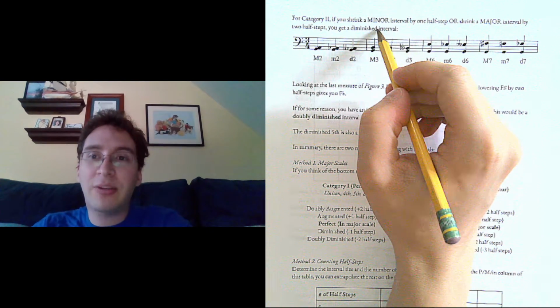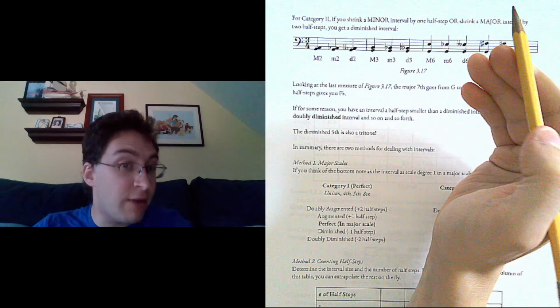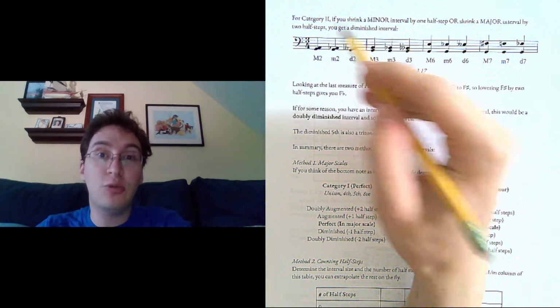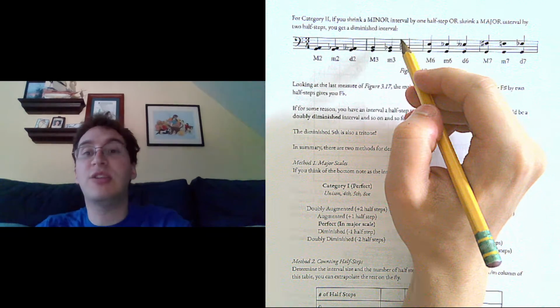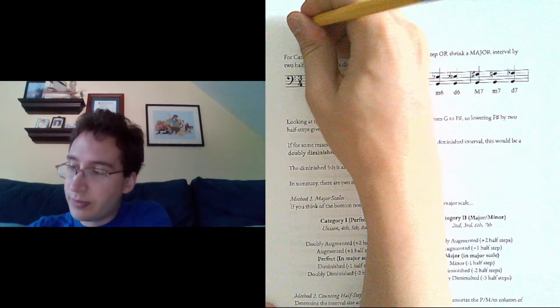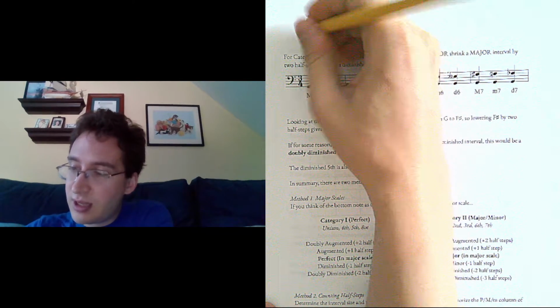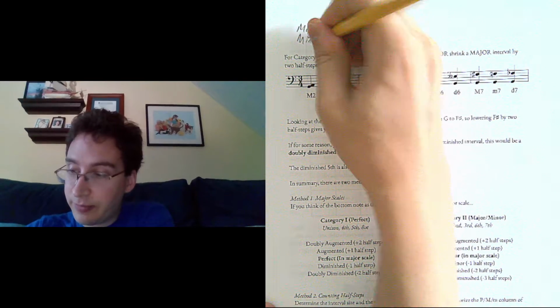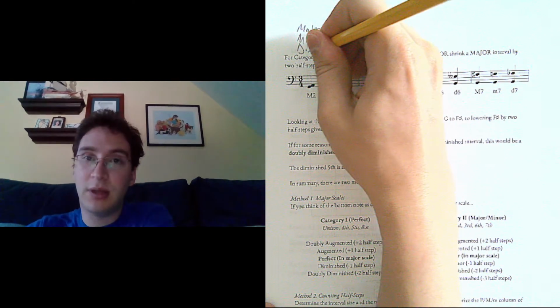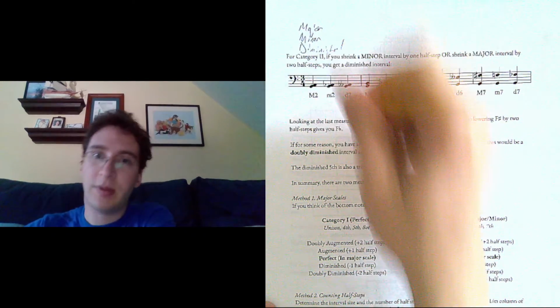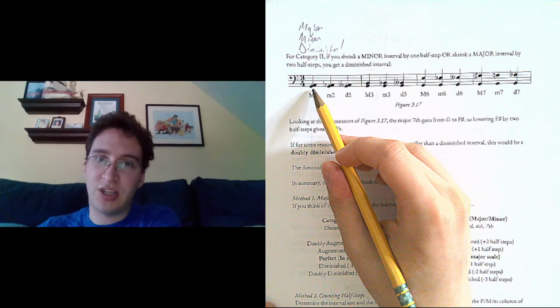Now we're talking about major-minor type intervals, category 2. If you shrink a minor interval by a half step, which is equivalent to shrinking a major interval by 2 half steps, or a whole step, you get a diminished interval. So, major, if you shrink it by a half step, you get minor. If you shrink it by another half step, you get diminished. So that's showing the progression here.